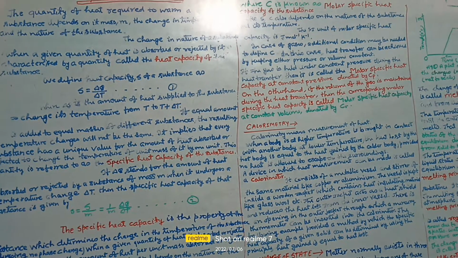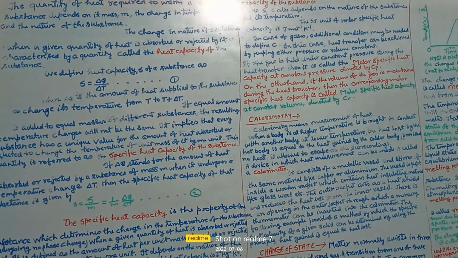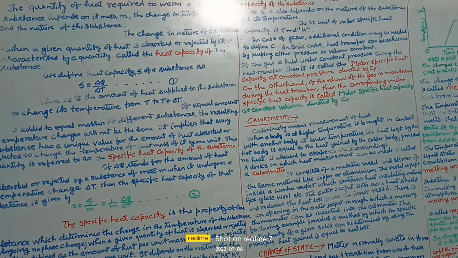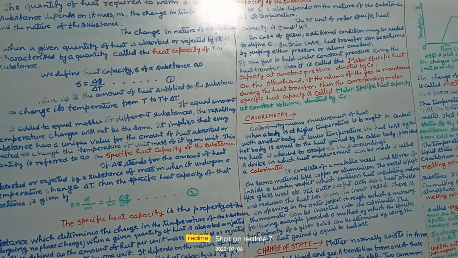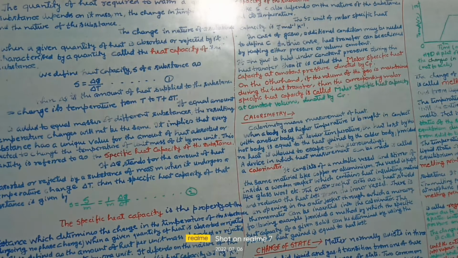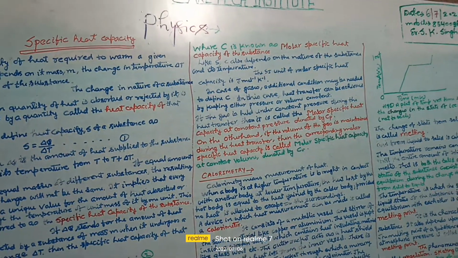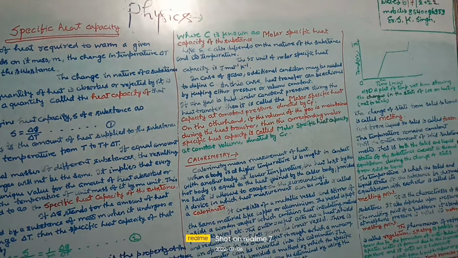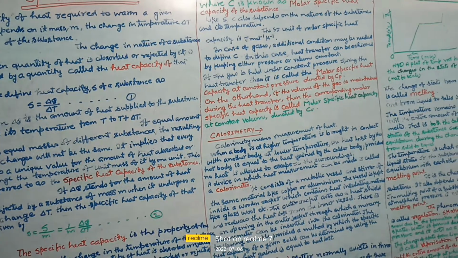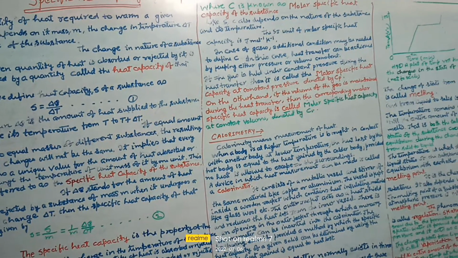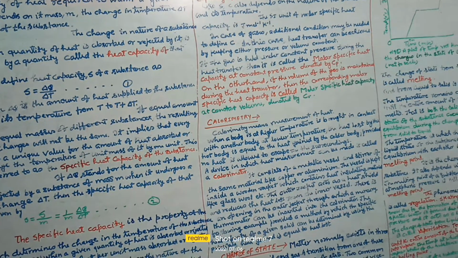If the amount of substance is specified in terms of moles instead of mass m in kg, we can define the heat capacity per mole of the substance by C = S by mu = 1 by mu delta Q by delta T, where C is known as the molar specific heat capacity of the substance. Like s, C also depends on the nature of the substance and its temperature. The unit of molar specific heat capacity is joule per mole per Kelvin.